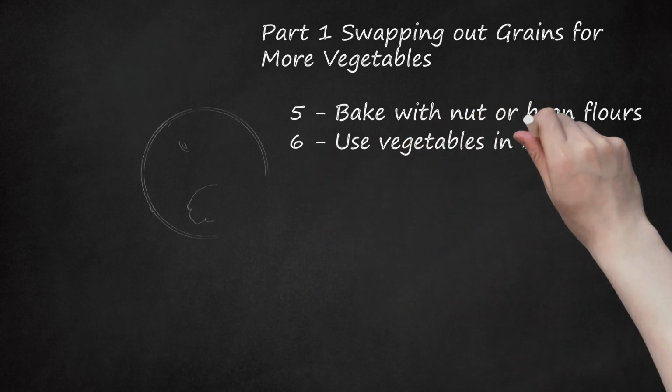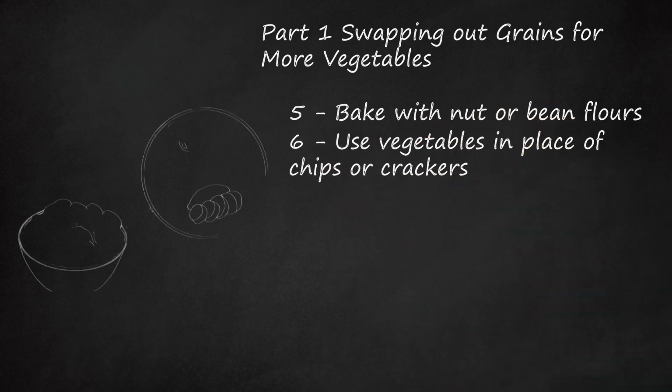6. Use vegetables in place of chips or crackers. If you enjoy having crackers or chips as snacks, you can use vegetables as a swap for these flour-based treats. Make your own using vegetables at home. Many types of chips and crackers usually contain some sort of flour, which makes them a grain-based food.